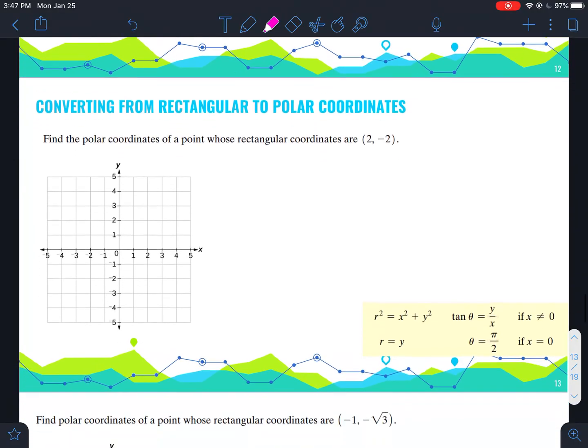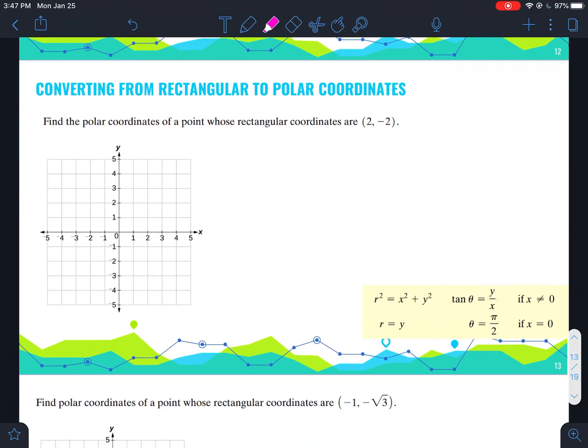All right, so converting from rectangular to polar again. So let's say we have the point 2, negative 2. So 2 to the right and 2 down. So we're at that point on the rectangular plane. And we want to convert to polar coordinates. So we want to take that xy and convert it to r theta.